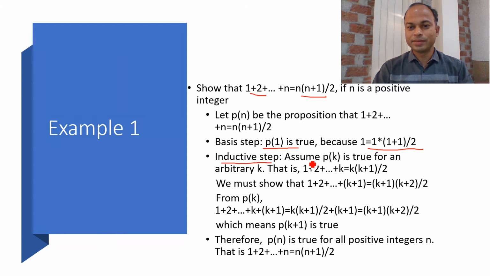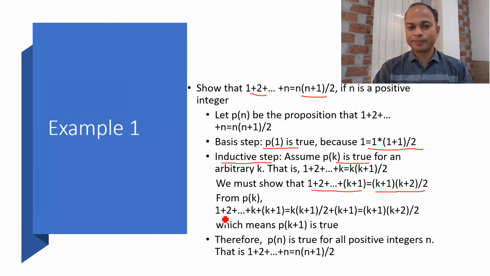In the inductive step, we assume that Pk is true. After it, we take n equals k plus 1, and we have to demonstrate that 1 plus 2 up to k plus 1 equals k plus 1 multiplied by k plus 2 by 2. If we are able to prove it from Pk, then we can say that this is true for n.